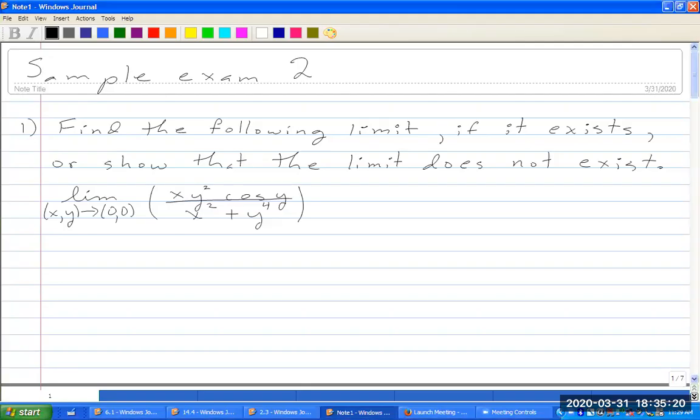Sample exam 2. Problem number 1. Find the following limit, if it exists, or show that the limit does not exist.